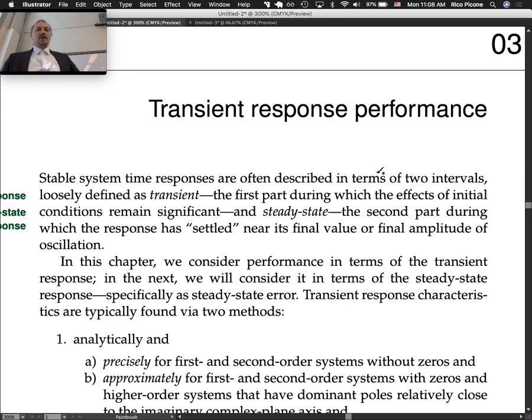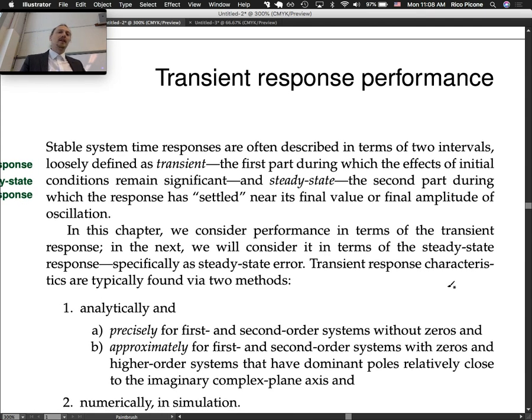In this chapter, we consider performance in terms of transient response. In the next, we'll consider it in terms of the steady state response, specifically as steady state error. So we'll get to steady state next chapter. And then, in fact, next chapter is going to be Wednesday. So we're going to move through these 2 chapters this week. Actually, Friday. Wednesday, I got a little bit more, chapter 3.